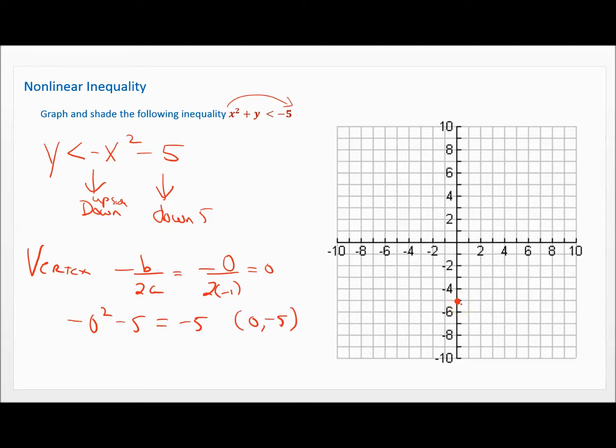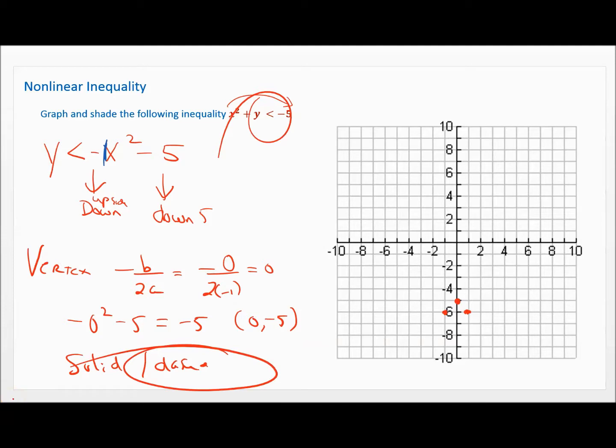Now, how do I know it opens downward again? Because of the negative times the x squared, or the negative a value. And I know it's not stretched because my coefficient is just a 1 in front. And if you're not stretched out and you're opening downward, you just go down 1 on each side of the vertex, 1 away from the vertex. Are we talking solid, or are we talking dashed? Okay, well notice, it's just plain old less than. So we're talking a dashed line. And I do my dashed parabola. There it is.